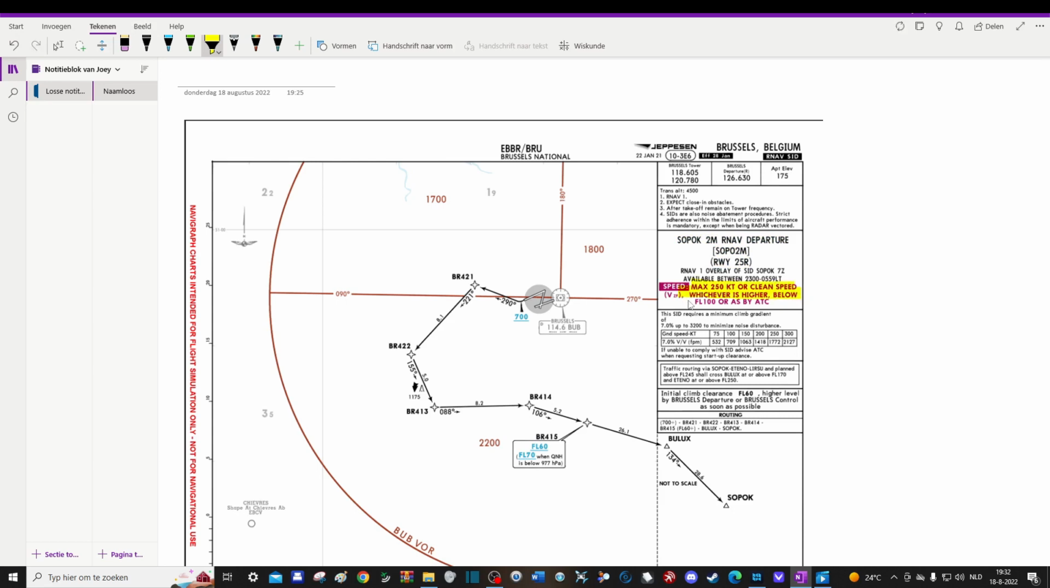Here we have a speed restriction. The 250 knots below 10,000 feet rule is a general rule that always applies, but they often still put this reminder here just so you don't forget.